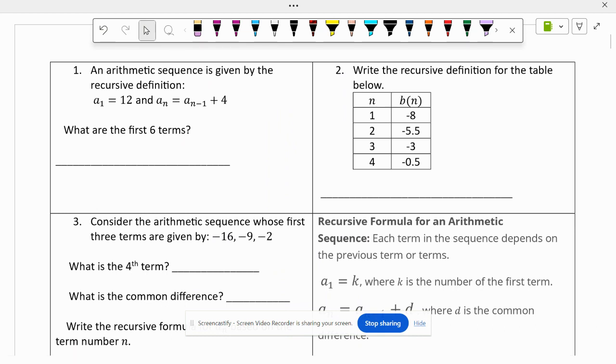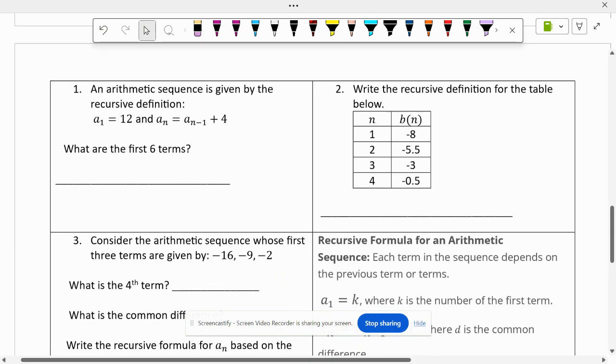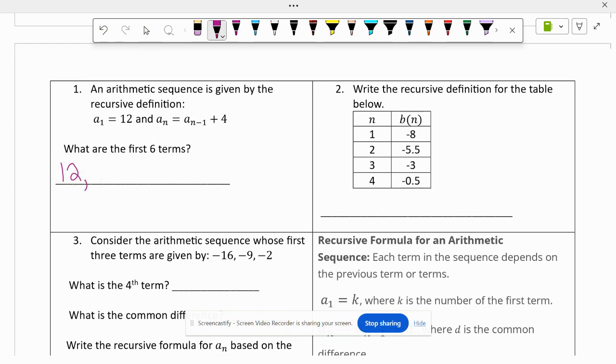Okay. So an arithmetic sequence is given by this recursive definition. A of 1 equals 12, and A of n equals A of n minus 1 plus 4. What are the first 6 terms? All right, Delilah, we've been working with sequences, this is our 3rd day now. Tell me what the first term is of that sequence, and how do you know? Yeah, how do you know that? Perfect. It says A of 1 is 12. Excellent job. Tayana, tell me what that recursive definition, A of n equals A of n minus 1 plus 4, tells me to do. If I want to find the next term, what do I have to do? Add 4 to the previous.